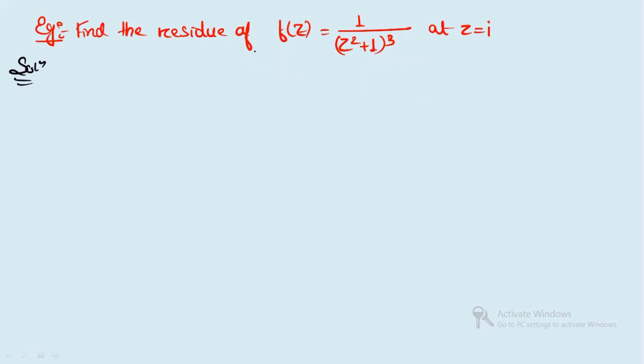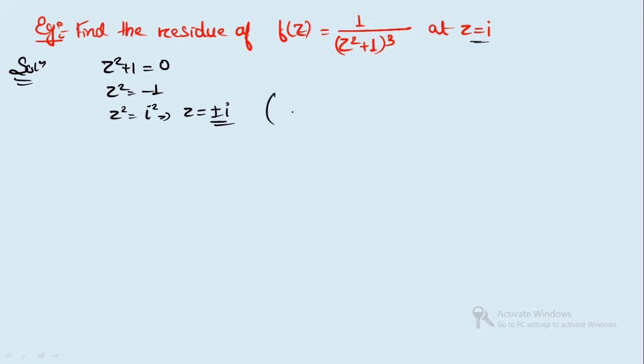So here it is said, find the residue of f(z) equals 1 by (z square plus 1) whole cube at z equals i. At z equals i, you will have to find this residue. So first of all, let us find the pole. z square plus 1 equals 0, so z square is equal to minus 1. What you know, minus 1 is i square. So this will give you z is equal to plus minus i, right? These are the poles. And you are already given here for z equals i, you will have to find. So you can see z equals i is a pole of order 3, right?